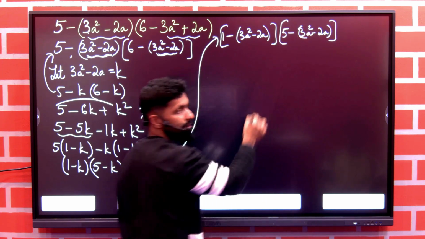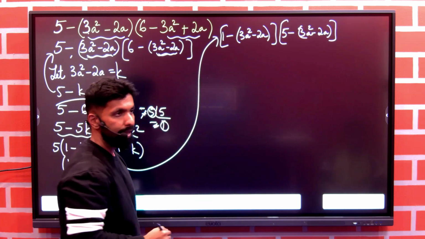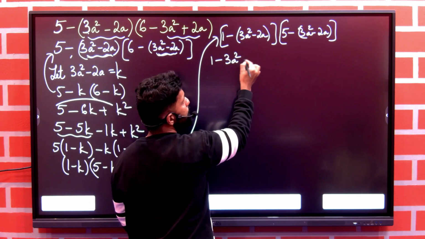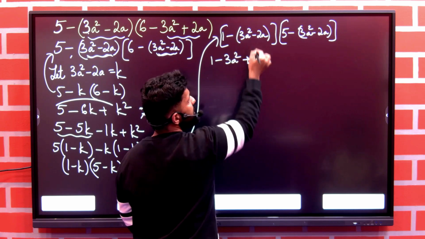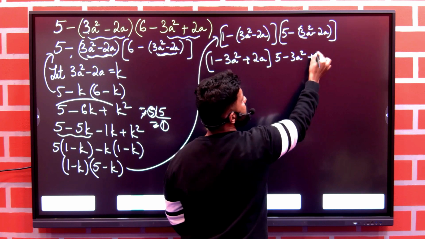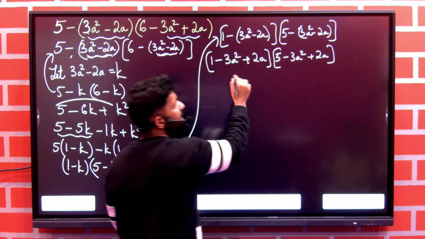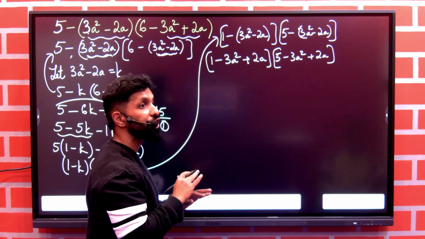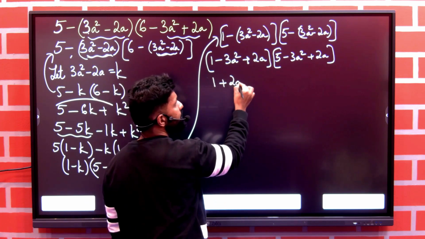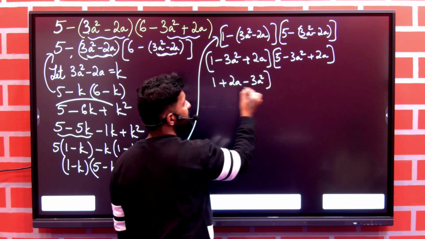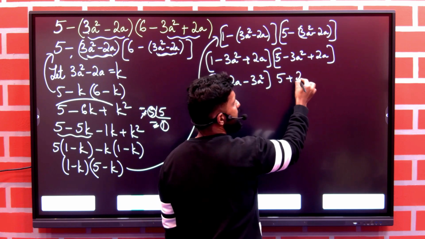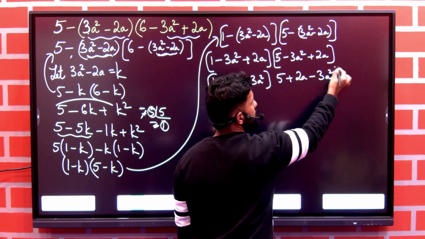Now, the catch in this question is when you try to open the bracket there, look at this, you are arriving at 1 minus 3a square plus 2a. Minus into minus is plus. 5 minus 3a square plus 2a. You are arriving at two more quadratic expressions which is not arranged. So first try to arrange them. So 1 plus 2a minus 3a square. I have arranged it in the ascending order. Yes. So 5 plus 2a minus 3a square.